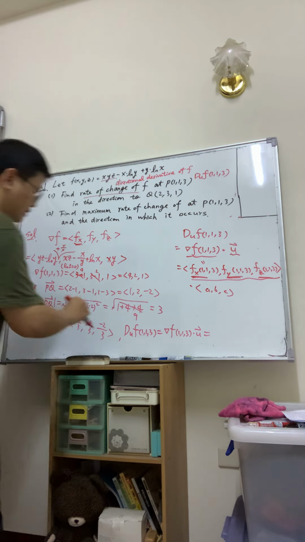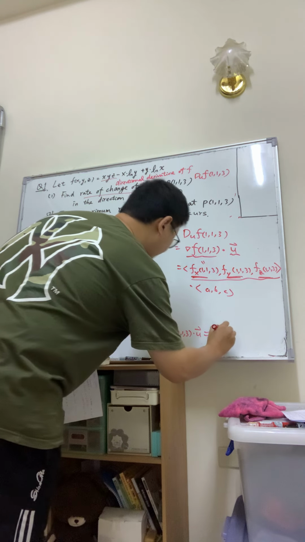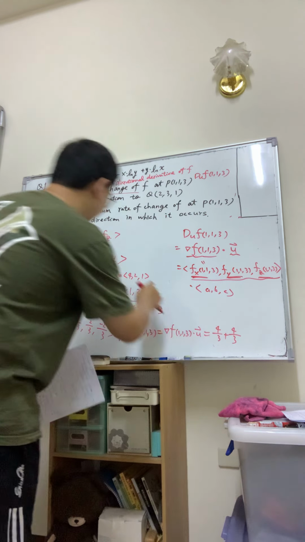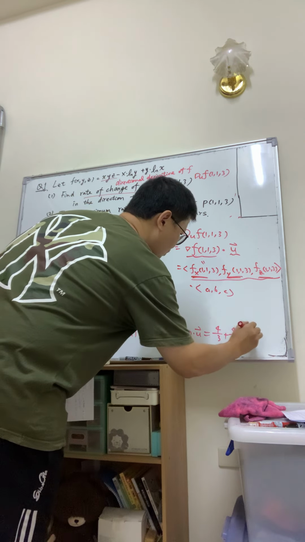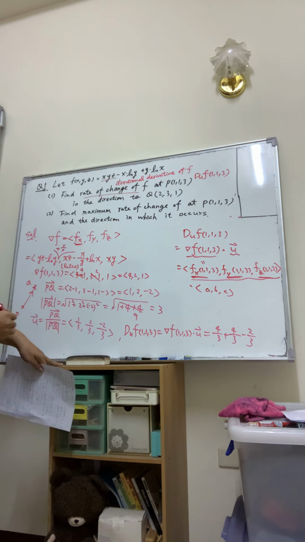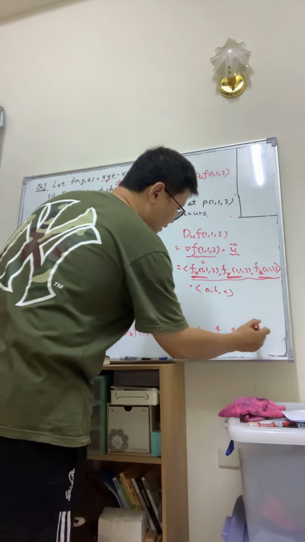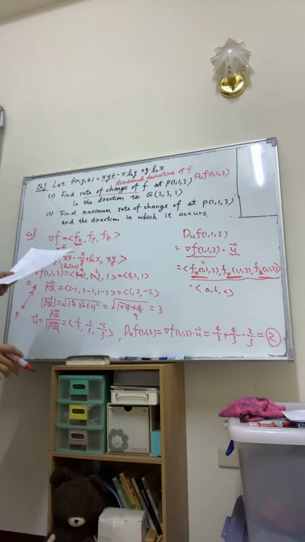So each term is a product. 4 times 1 over 3 is 4 over 3, plus 2 times 2 over 3 is 4 over 3, plus 1 times negative 2 over 3, so subtract 2 over 3. So it becomes 4 plus 4, 8, subtract 2 is 6, so 6 over 3, which is 2. So for the first sub-question the answer is 2.